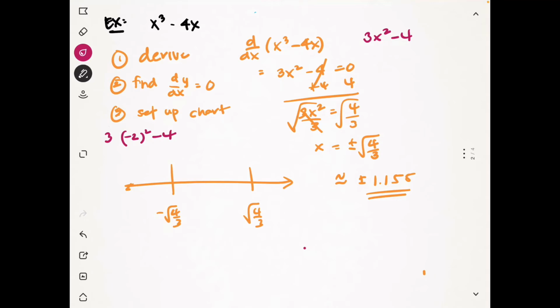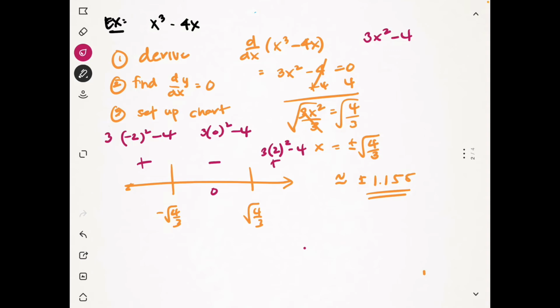So 3 times negative 2 squared is 4, that's 12, minus 4 is 8. So this is positive in here. Let's do the same thing. Let's choose 0, because 0 is definitely between negative 1.155 and positive 1.155. So 3 times 0 squared minus 4. 0 minus 4 is negative. And then for the last part, let's choose a number bigger than 1.155. So let's do 2. 2 squared is 4, 3 times 4 is 12, 12 minus 4 is 8, which is positive.